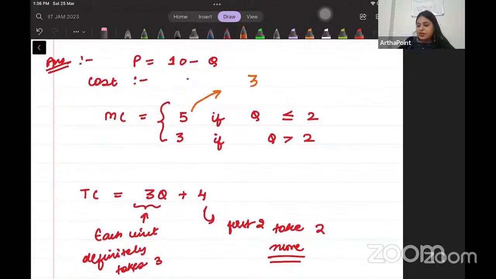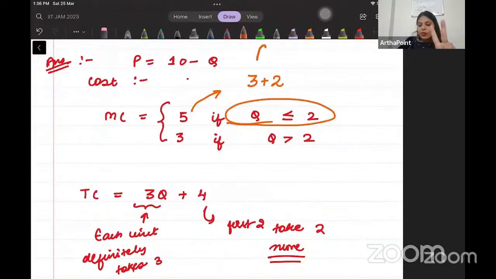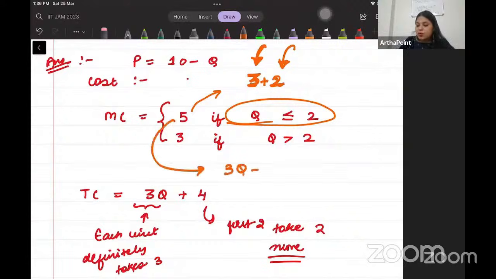This 5 can be written as 3 plus 2. So even when I produce 2 units, I'm going to incur this 3 rupees plus an additional 2 rupees, right? When I produce 1 unit, then also I'm going to incur this 3 rupees plus 2 rupees, right? This is what I'm going to do. So till the first 2 units, can I rewrite this as 3Q plus 2 into 2?